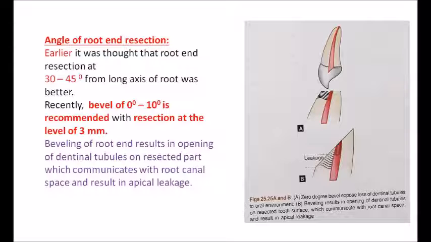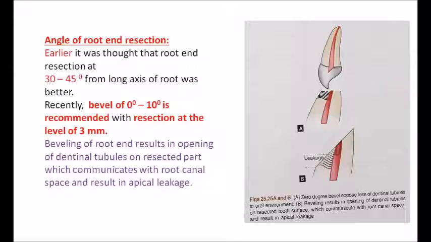Earlier it was thought that root end resection at 30 to 45 degrees from the long axis of the tooth was better. But recently it has been modified, and a bevel of 0 to 10 degrees is recommended with resection at the level of 3 mm. When we are cutting at the level of 3 mm, a bevel of 0 to 10 degrees is recommended. Beveling of the root end results in opening of the dentinal tubules on the resected part, which communicates with the root canal space and results in apical leakage.